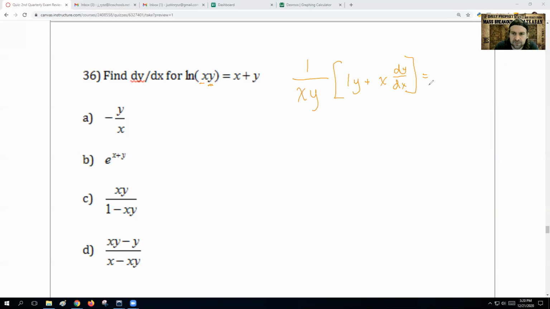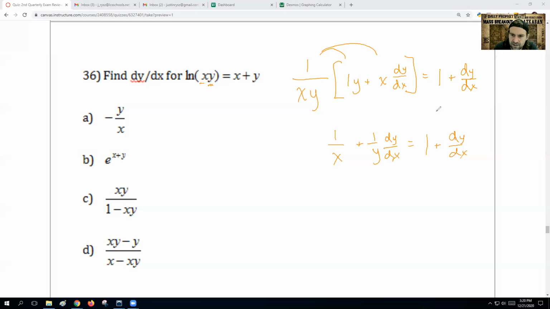Next, we go over here. The derivative of x is 1. The derivative of y is dy/dx. Now we need to get the dy/dx by itself. So if we distribute this 1 over xy, y times 1 over xy is just 1 over x. x times 1 over y is 1 over y, and we've got a dy/dx. And then that equals 1 plus dy/dx.